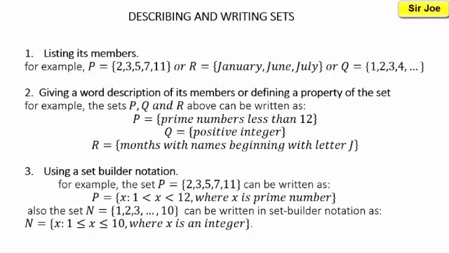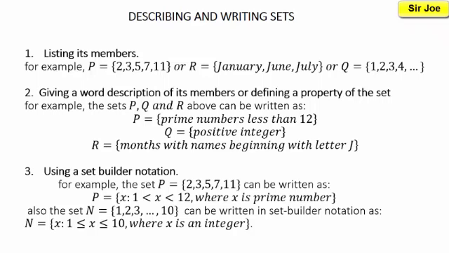Also, the set N equals 1, 2, 3 up to 10 can be written in the set builder notation as N equals {x such that 1 ≤ x ≤ 10}, where x is an integer. Take note of the N and the P over here.